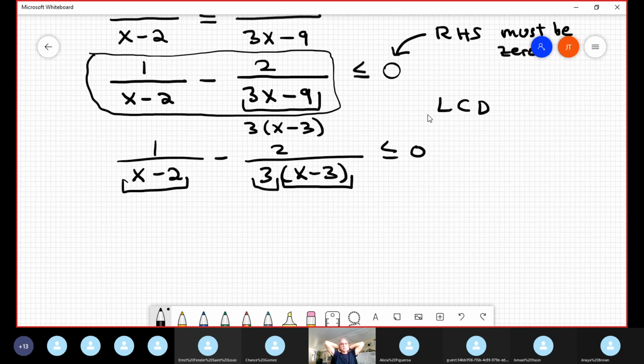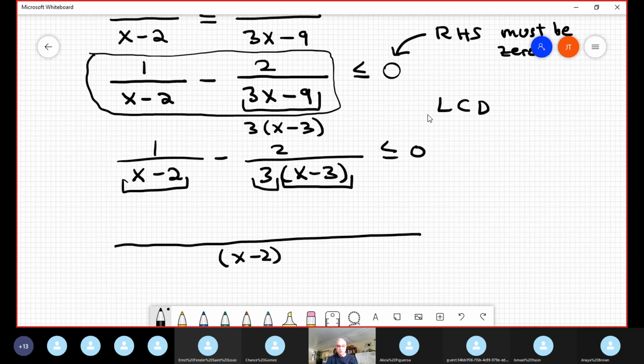The least common denominator is the collection of every factor. If you have repetition, you take the majority of them. But otherwise, no. So in this case it's obvious that the least common denominator is everything together: x minus 2, x minus 3, and 3. Right? The 3 I want to put in the front.